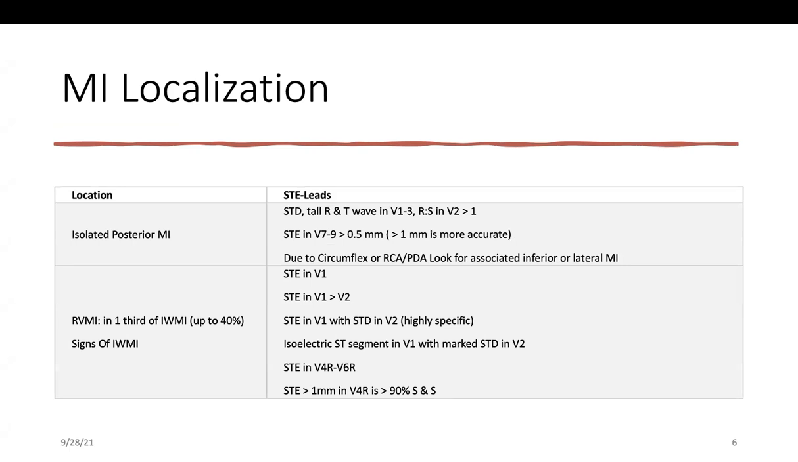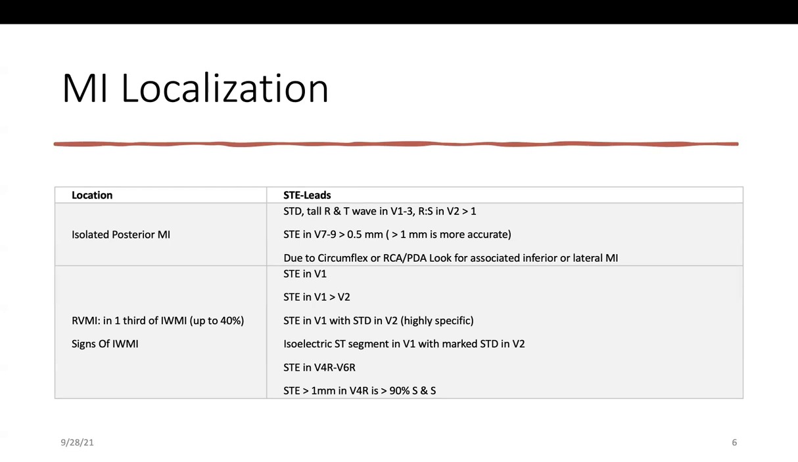For isolated posterior MI, you will find ST depression, tall R, and T wave in V1 to V3, and the R to S ratio in V2 will be more than 1. Again, you will find ST elevation in V7 to 9, and the more accurate is 1 millimeter rather than 0.5 millimeter. It's usually due to circumflex or RCA PDA occlusion.